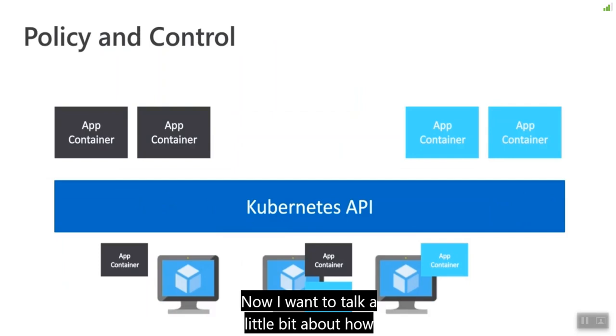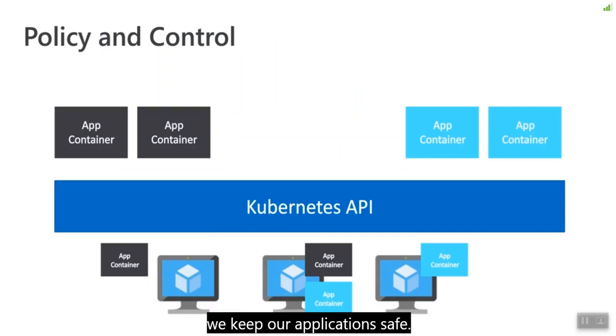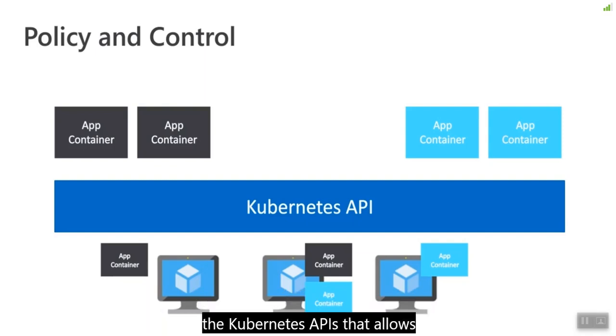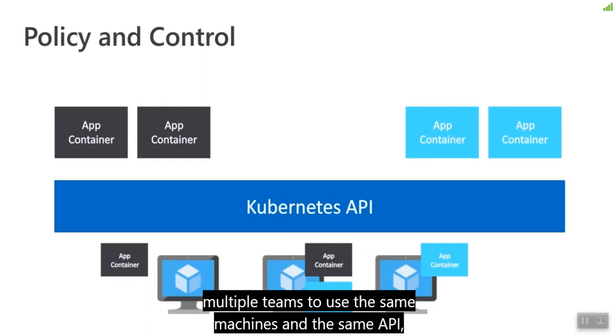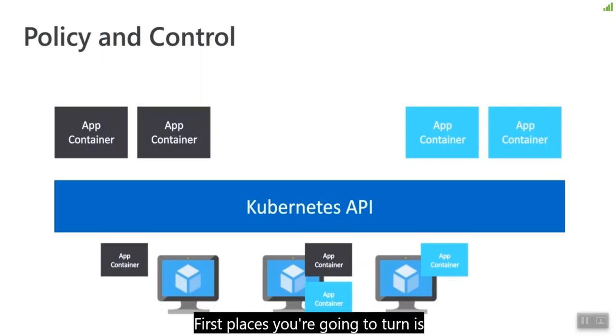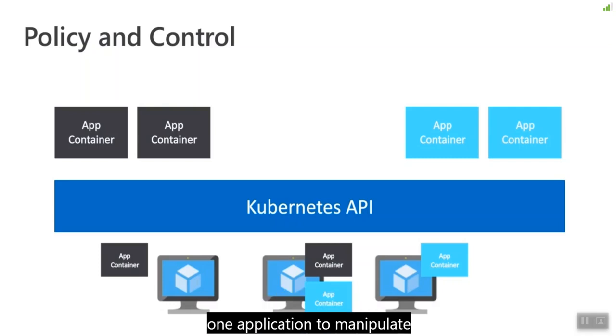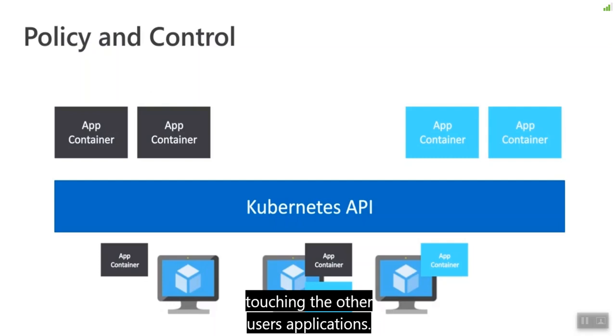All right, now I want to talk a little bit about how we keep our applications safe. This is just going to be a sketch, but how we keep our applications safe in an enterprise environment. Obviously, one of the great things about the Kubernetes API is that it allows multiple teams to use the same machines and the same API, but you want to keep those teams separate. One of the first places you're going to turn is role-based access control, or RBAC. That enables a user who's deploying one application to manipulate their application's resources without touching the other user's application.